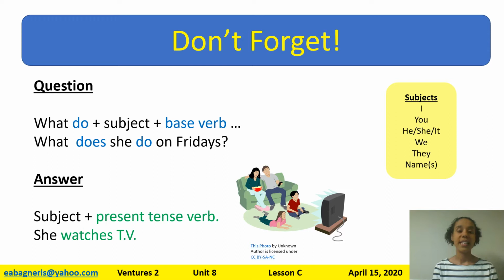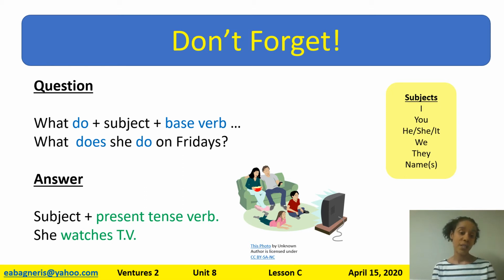So let's look at the next slide, the next page. It says how to form a question in present tense. So when we want to ask a question in the present tense, we have what, do, plus the subject, and then the base verb. This would be a what question. I want more information, and this is about an activity.